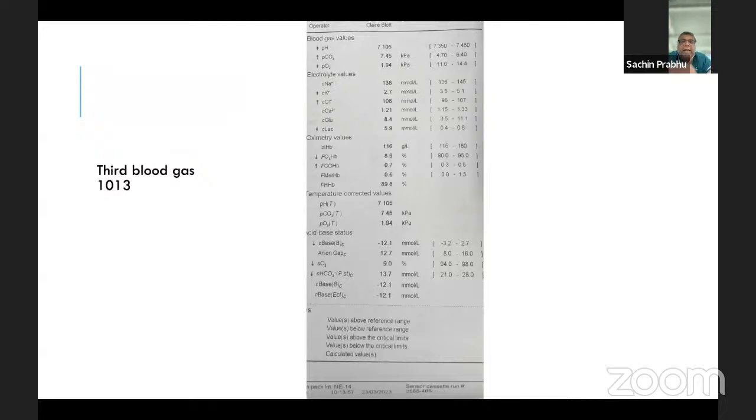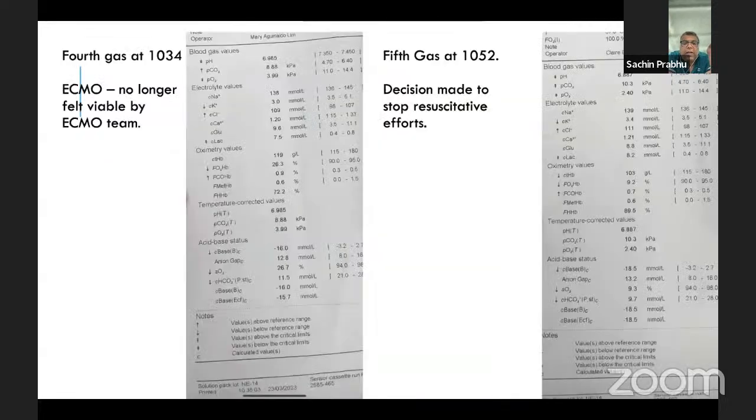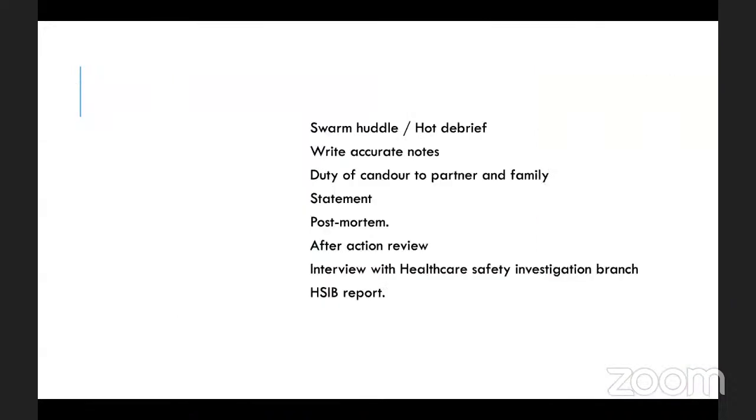The third blood gas was even worse. I think the pH was 7.1, and the next few blood gases got even worse. So clearly, this is now going downhill, and after some time, she's not even fit for ECMO. It's 10:52. We're about an hour and a half into the arrest scenario, and the decision was made to stop the resuscitation. So it's a very sad case, actually.